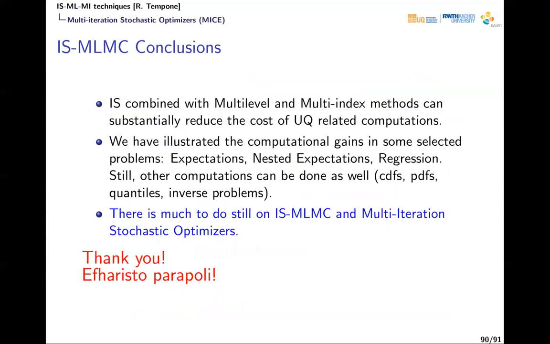This is very exciting. As a wrap up of the talk, I mentioned today importance sampling combined with multilevel and multi-index methods. And we saw through several archetypes that we can get substantial gains when we use these two techniques together. The specific examples we addressed were the computation of expectations, then nested expectations in optimal experimental design. Then regression that connects also to machine learning in general. And finally, we touched on these multi-iteration stochastic optimizers. In all of this, there's much to do. So I leave you with that door wide open.